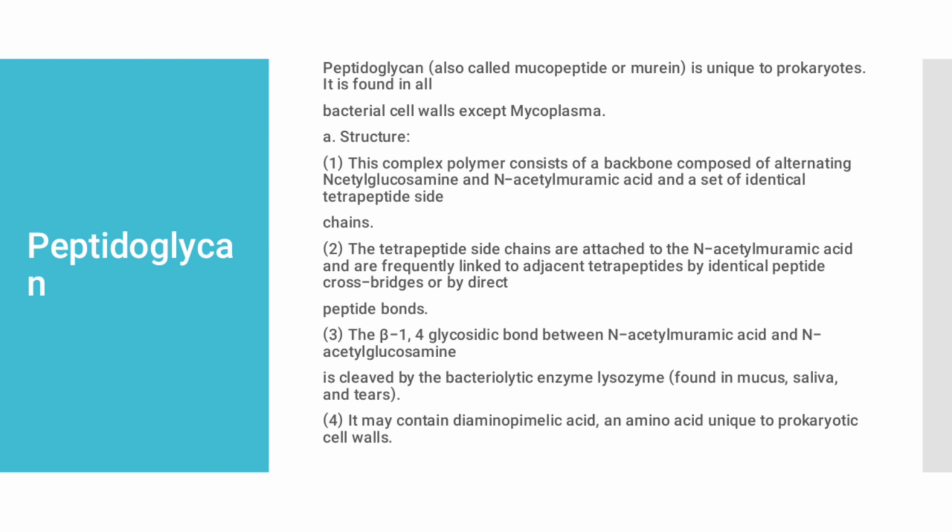The beta-1,4-glycosidic bond between the N-acetylmuramic acid and the N-acetylglucosamine is cleaved by the bacteriolytic enzyme lysozyme. It is found in mucus, saliva, and tears. It may contain diaminopimelic acid, an amino acid which is unique to the prokaryotic cell walls.